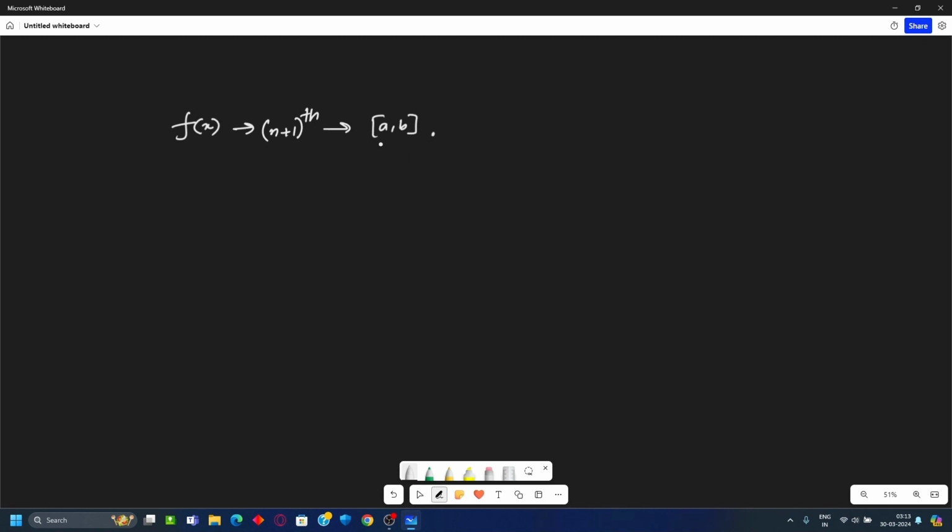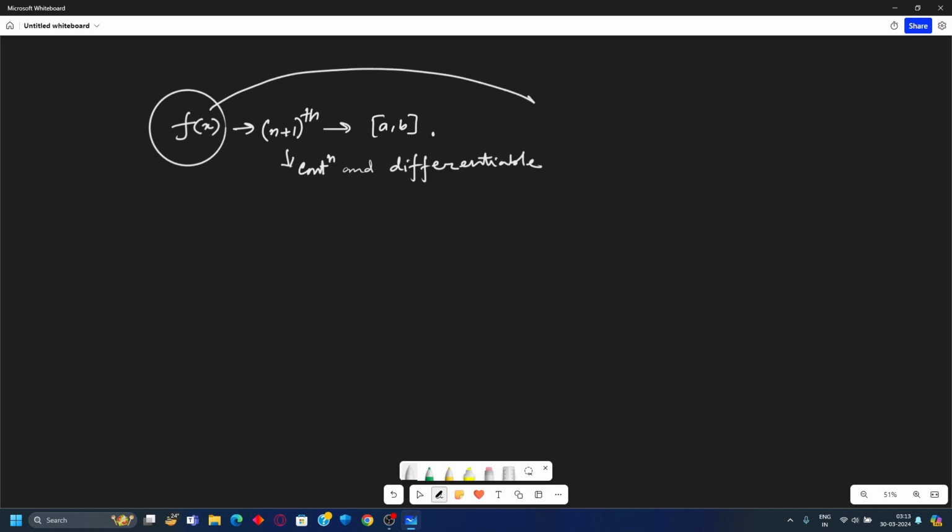Now it is continuous and differentiable. Okay, continuous and differentiable, done. And we want to create, or we want to generate, an approximation of this function with a polynomial Pn of x.